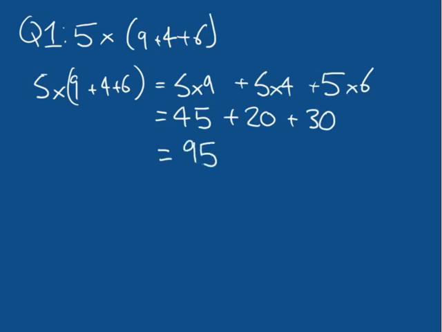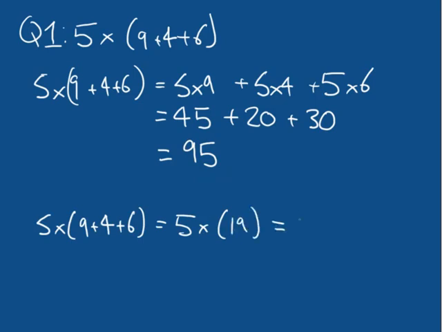The second part of the question was to check your result against evaluating this as written. So as written, 5 times (9 plus 4 plus 6) is 5 times (9 plus 4 is 13, plus 6 is 19). And 5 times 19 is indeed 95. We can see this very quickly. 5 times 20 is 100. 5 less than 100, because we have 1 less than 20, is 95. So the way that we've expanded this and then evaluated that result is indeed correct.